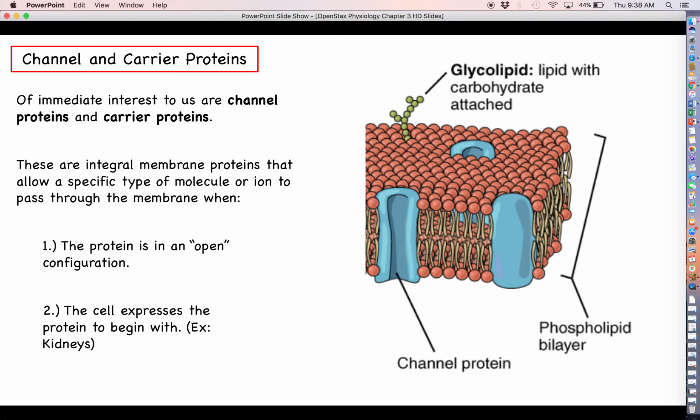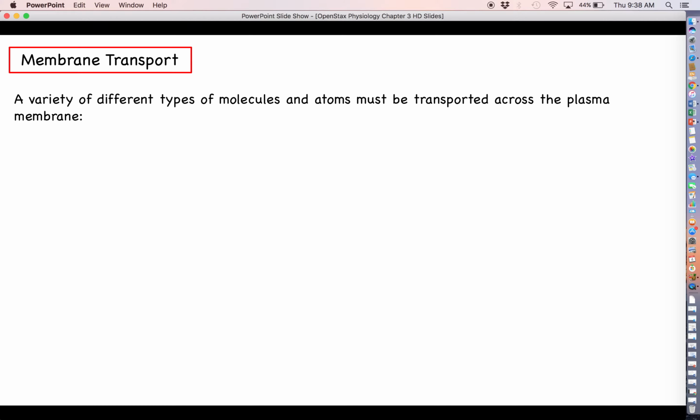Another good example that we will see much later in the semester is the kidneys. Different parts of the kidneys express different types of ion channels and carriers, meaning certain parts of the kidneys can specialize in moving sodium and potassium. Certain parts can focus on moving glucose and amino acids, but very rarely are you going to see a cell that can move everything because it's got every type of channel or carrier.